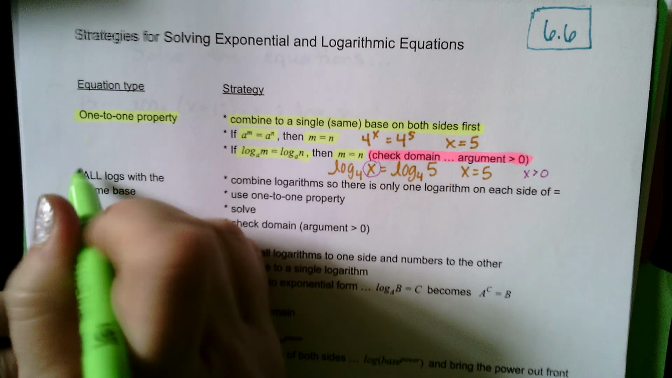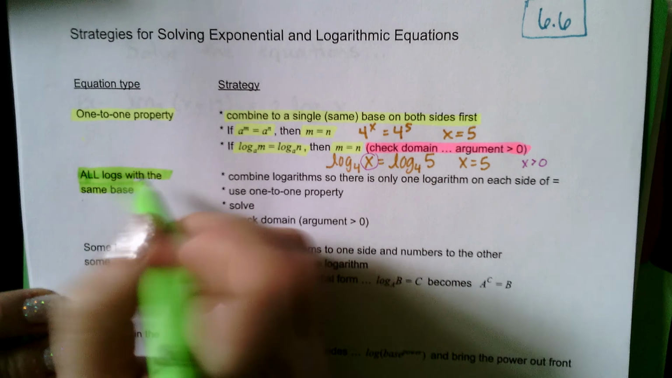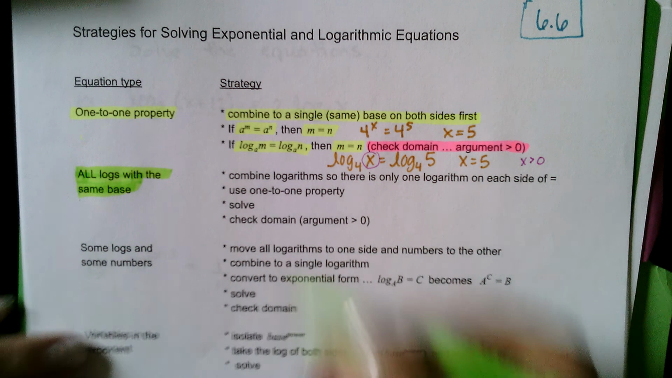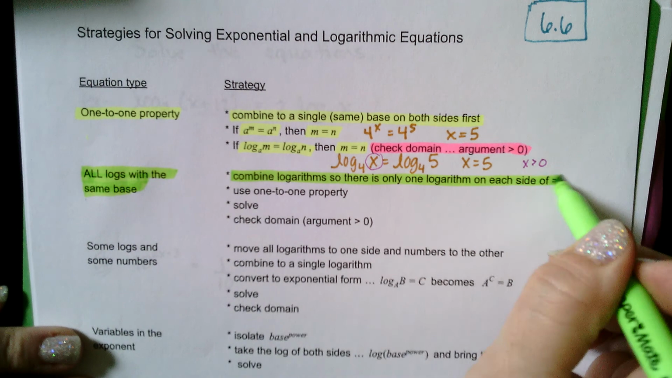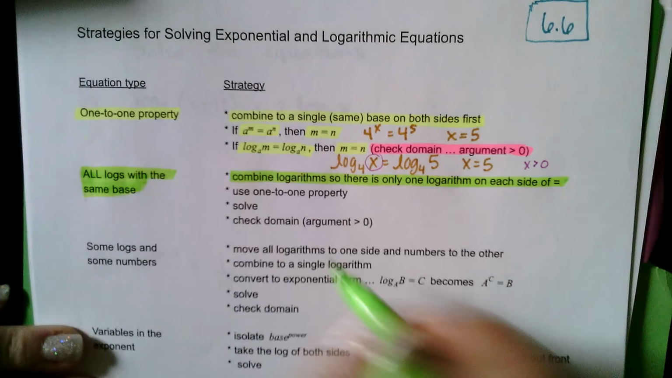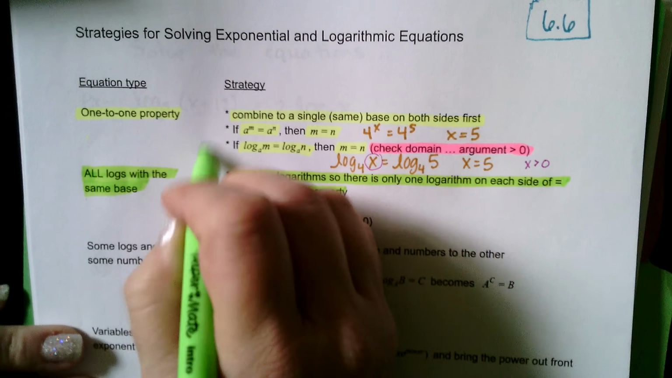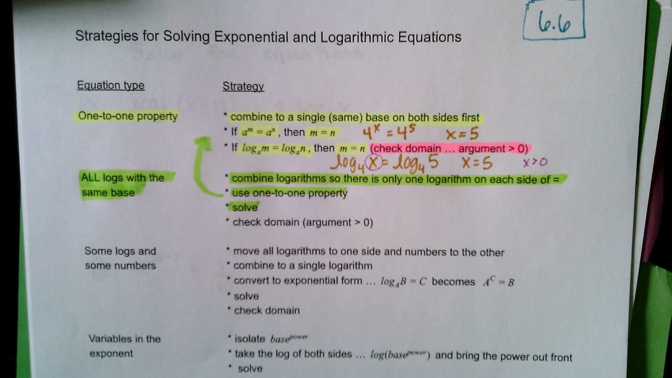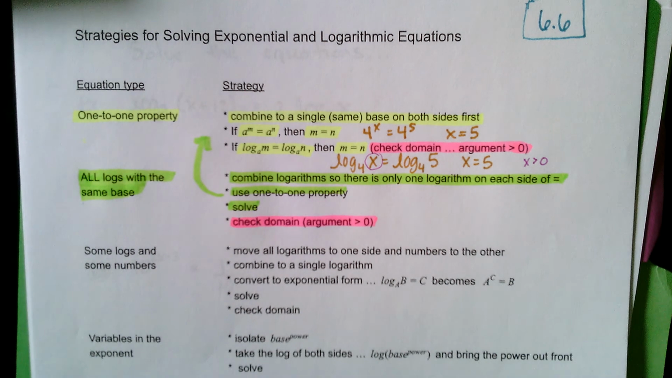Another type is when you have all logs that have the same base. So it's important that they have the same base. If we have all logs that have the same base, then what we're going to do is combine our logarithms so that we end up with one logarithm on each side of the equation. And then we're going to go back and use the one-to-one property that we just looked at up here. Sometimes we have to continue on and solve beyond just the one-to-one property. And then since it had a logarithm in the equation, we'll have to check our domain.